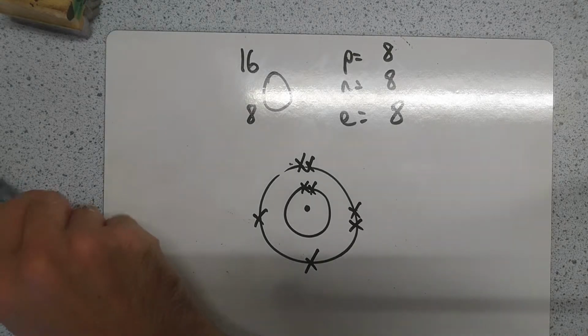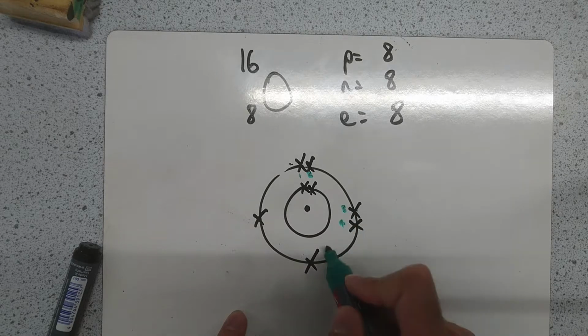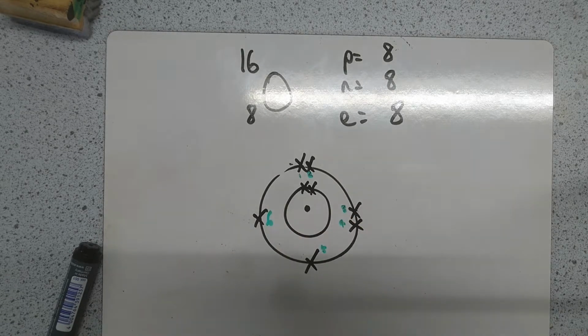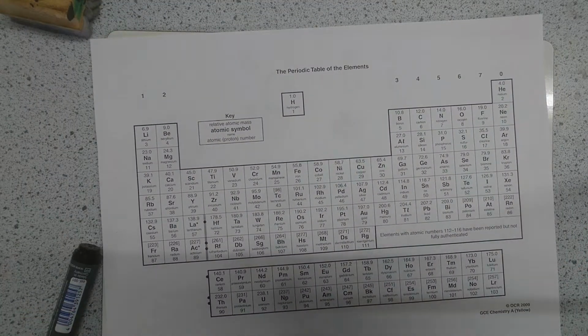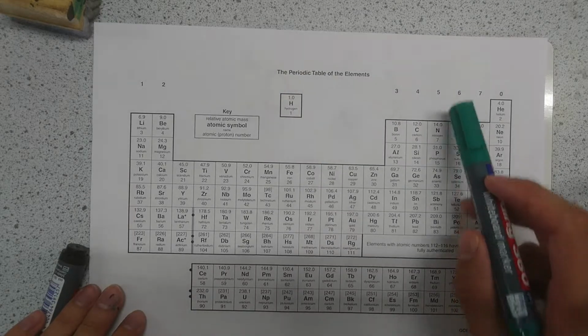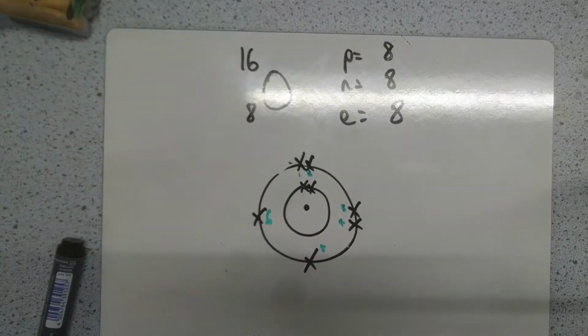Now if I look at the outer shell of oxygen, it has got 1, 2, 3, 4, 5, 6 electrons there. So we can have a look at our periodic table. We're going to predict that it should be in group 6, and oxygen's here, right below the number 6. So far, matching up. We'll try a slightly bigger one now.